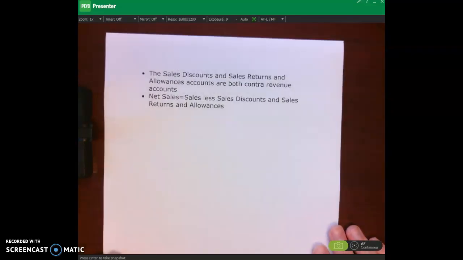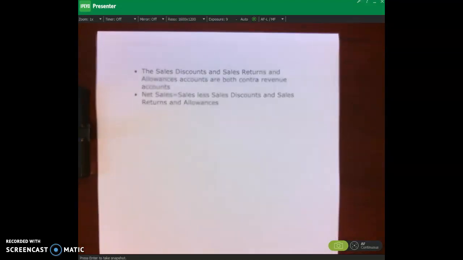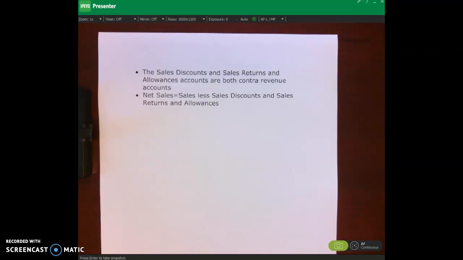Okay, so let's go on and look at the next page right over here. Sales discounts and returns. As I was saying earlier, those are all contra revenue accounts. They show up on the income statement. And our net sales is equal to our sales less our sales discounts and sales returns and allowances. Remember what I was saying earlier: we show our sales less our sales returns and allowances, which gives us our net sales. Net sales minus cost of goods sold gives us our gross profit. Gross profit less our other operating expenses and other expenses, as we'll see in future chapters, gives us net income. Okay? So let's look at some practice problems.